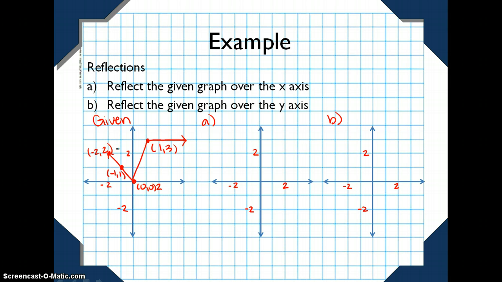So when reflecting over the x-axis, you're actually changing the y values. So in essence, you are going to negate all the y values. Okay? So the x values will remain the same, but the y values are going to negate. So for negative 2, 2, that's going to become negative 2, negative 2. Negative 1, 1 is going to become negative 1, negative 1. 0, 0 doesn't really move because it's 0, 0. And then 1, 3 is going to become 1, negative 3.